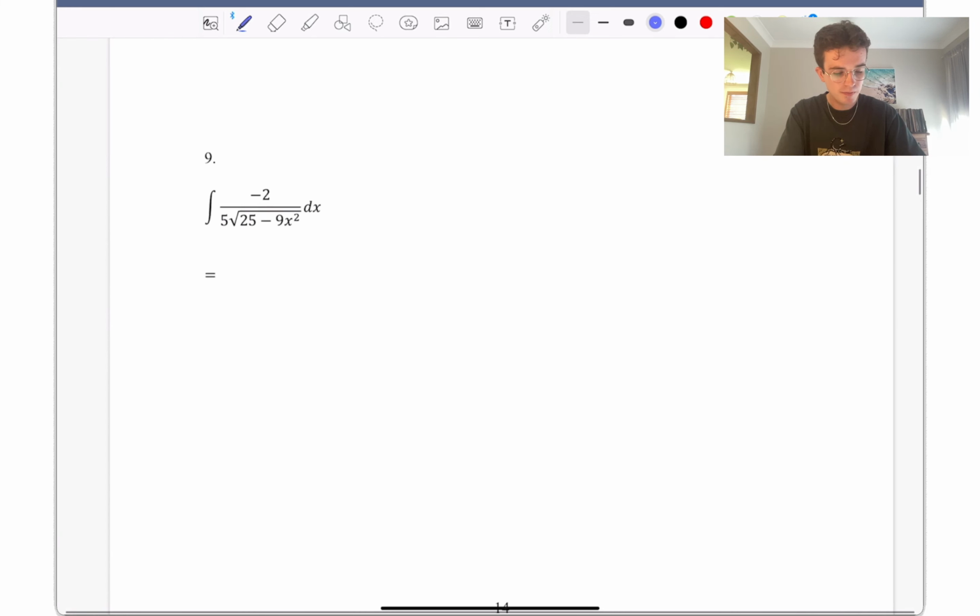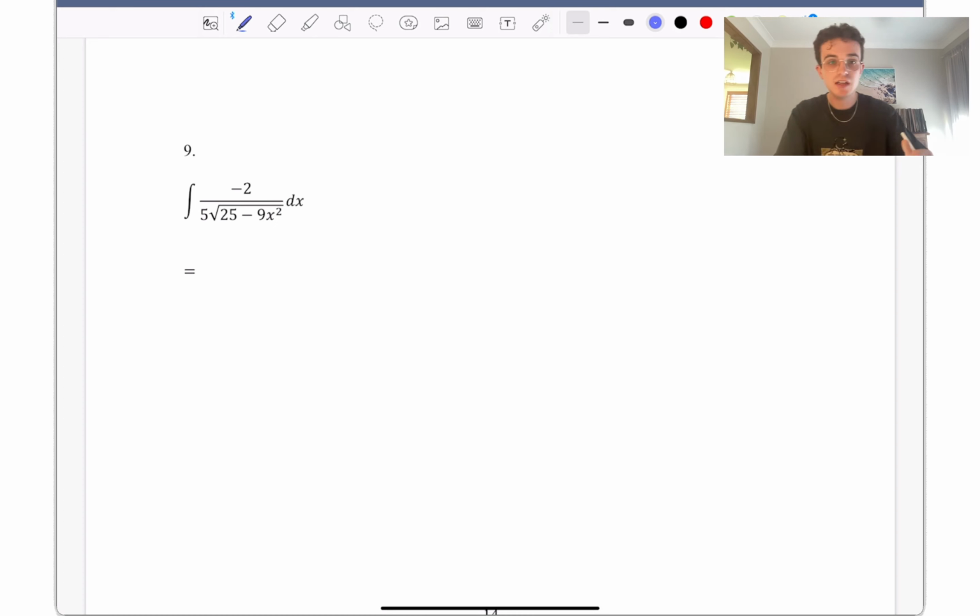Nice and easy, that one. Alright, this one potentially not as easy. Let's have a look. So we've got minus 2 on 5 root 25 minus 9x squared. Looking like it could be a cos inverse question.